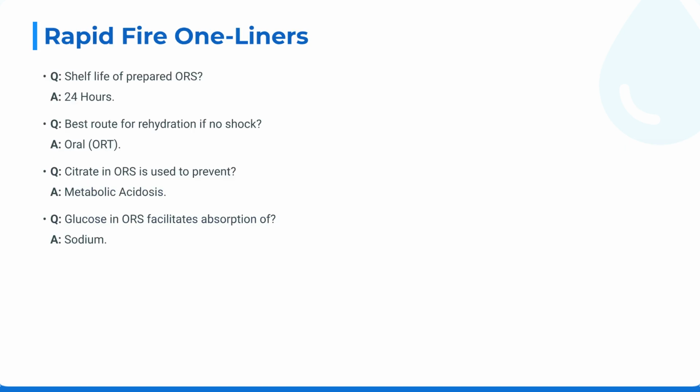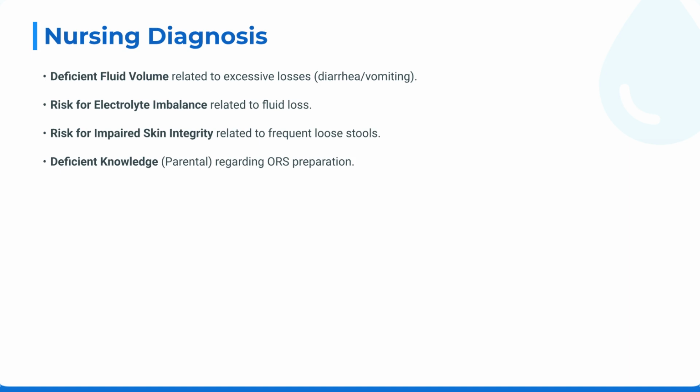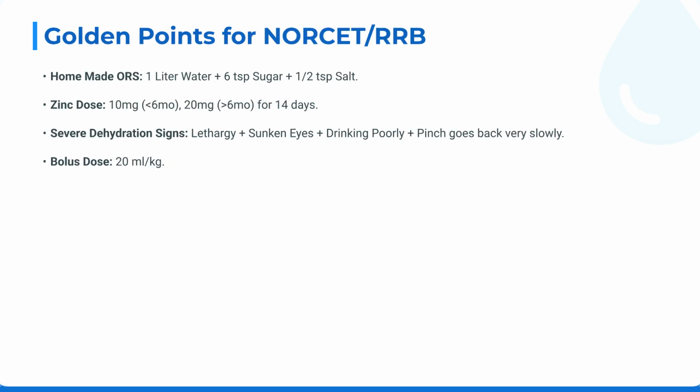To quickly review, the shelf life of prepared ORS is 24 hours. The best non-shock route is oral. Citrate prevents metabolic acidosis, and glucose facilitates sodium absorption. Common nursing diagnoses relate to fluid volume deficit, risk for electrolyte imbalance, impaired skin integrity, and deficient parental knowledge. Golden points to remember include the recipe for homemade ORS, zinc dosage, severe dehydration signs, and the 20 milliliters per kilogram bolus dose.